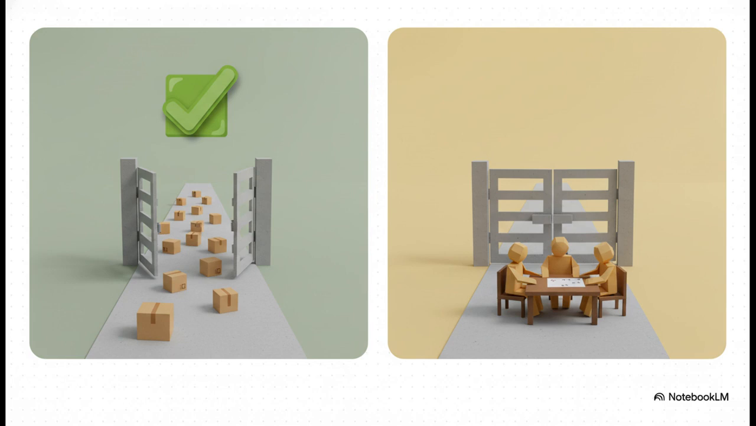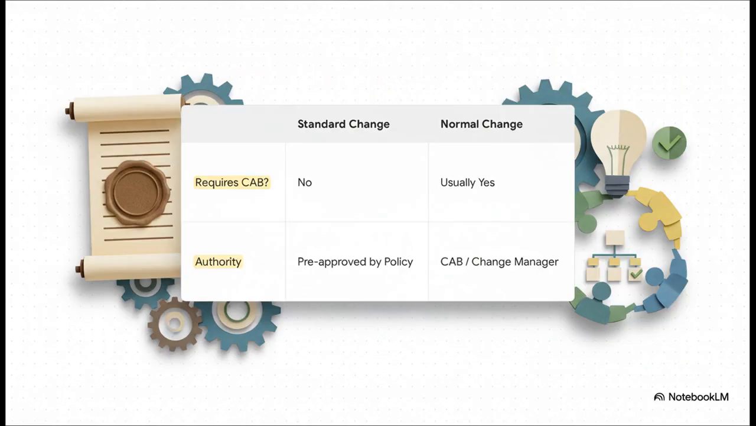So if you had to boil it all down to one single difference between standard and normal changes, what would it be? It's this. Does it need approval from the CAB, the Change Advisory Board? For a standard change, the answer's no. For a normal change, almost always yes. And this table really lays out that difference in authority. A standard change gets its power from an existing policy. It's already been signed off on. But a normal change, that needs a specific, fresh green light from the Change Advisory Board, a group of experts who look at the risks before they say yes.